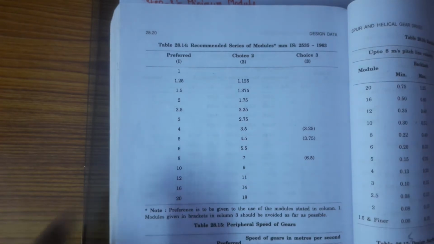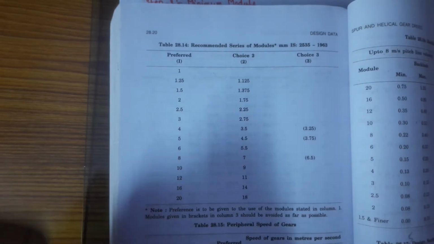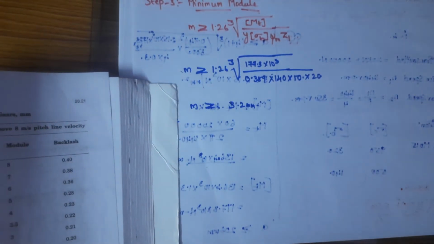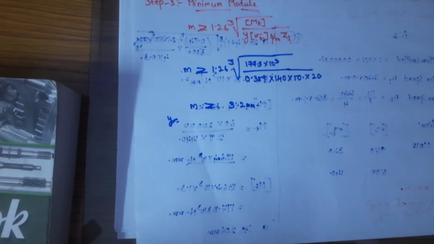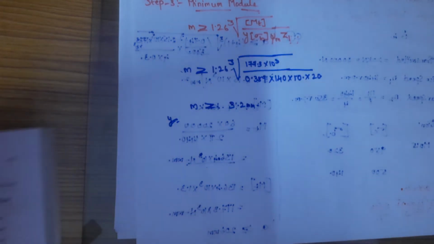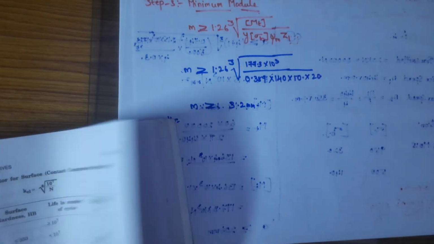We have got an answer of 3.2, so that won't be suggested. So just go for the preferable value, that is 4. Next we have to go for the calculation of the pitch circle diameter. Before that, we have to calculate the corrected number of teeth, which can be calculated by the formula here.